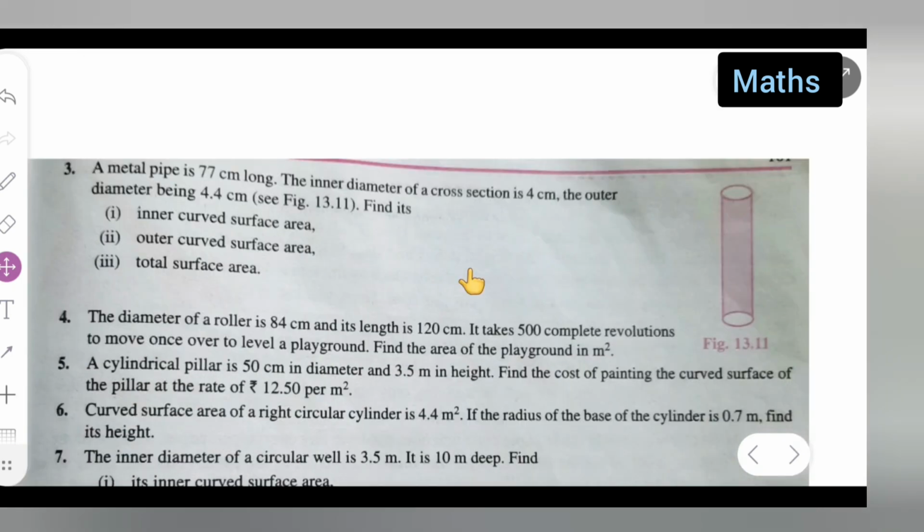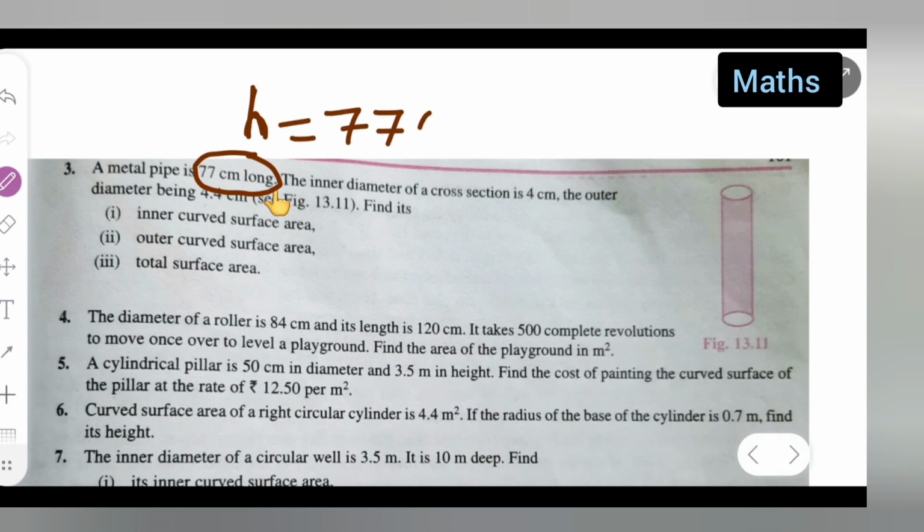So I can take down the question, that is, a metal pipe is 77 centimeter long. Okay, remember this, 77 centimeter long. That means it will be the length of the pipe. That is your height. It will be your height is equal to 77 centimeter, right?